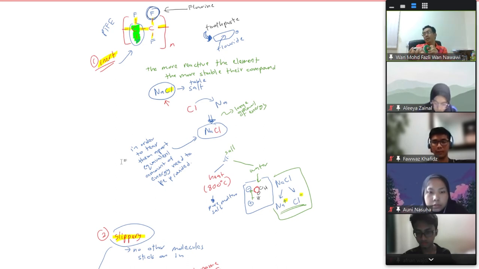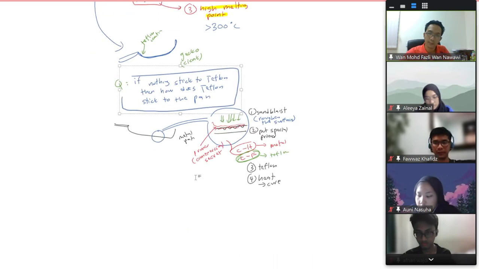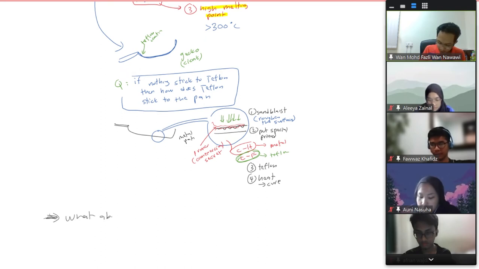Okay, so that is about the Teflon lah. We know Teflon is inert. So if you make a food container with Teflon, then normally it's no problem. Now the problem is, what happened to the rest of the polymers? What happened to the rest of the polymers aside from Teflon? So now, what about other polymers?